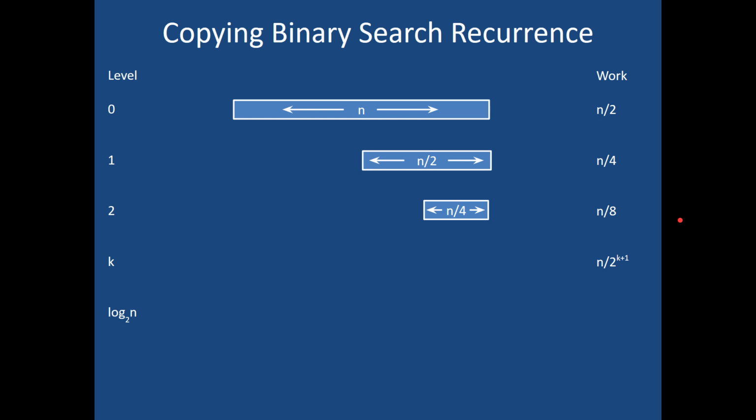Now the very last level is level log 2 of n. Why is that? Right, that's how many times you can divide the array of length n in half before you've only got one element. And the work we do at that level is 1. That's the base case. So what we've got to do is add it all up. So what's it add up to?